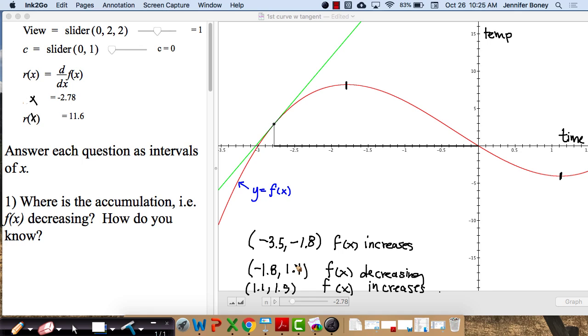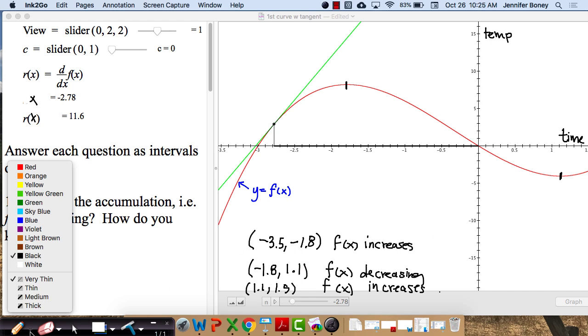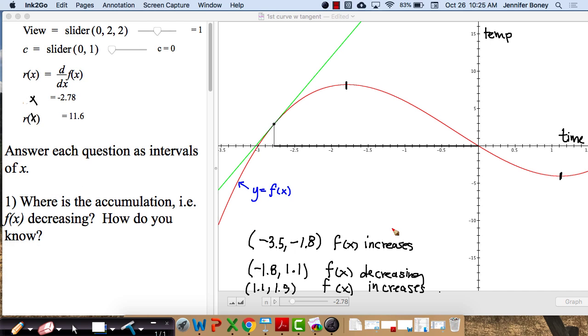If a function is increasing, what's true about its rate of change? Positive, right? We talked about this before. This is on your test too. So when I say here that f of x is increasing, or f of x increases, however I wrote it, that also means that its rate of change function, r sub f of x, is positive. I just didn't use subscripts here because it's messy.